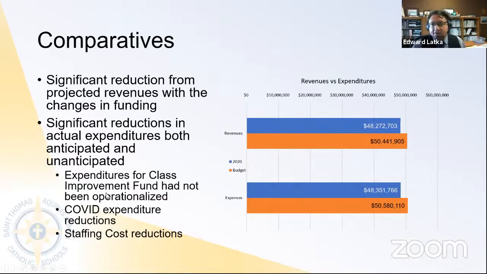What I've got here is a comparison of what that spring budget looked like in terms of revenue and expenditures, and what our reality or our financial statements indicate. As you can see from our spring budget, we have a significant reduction in revenues, approximately $2.2 million. 1.6 of that was change in actual funding to the division based on the fall funding announcements from the province.